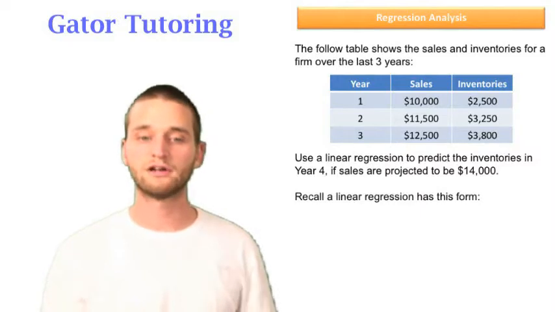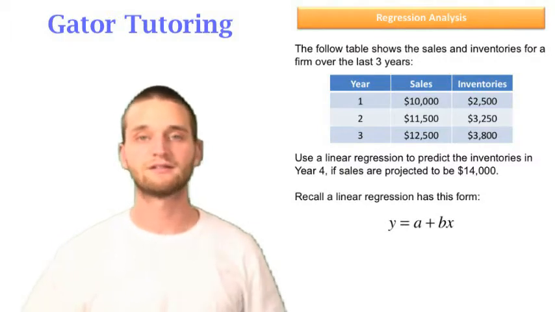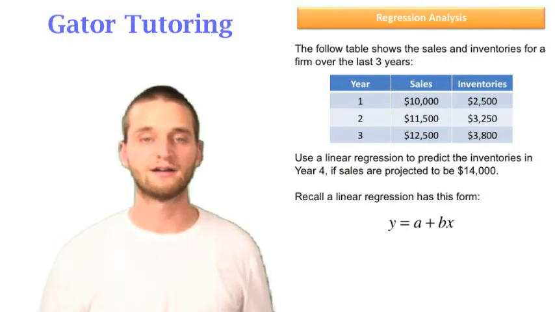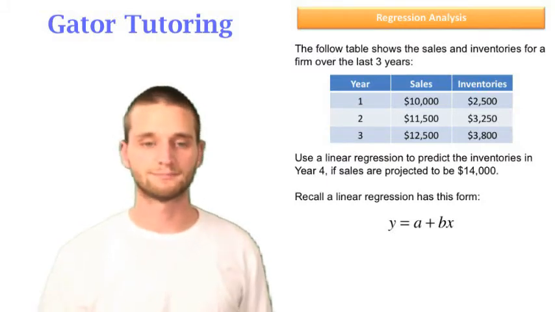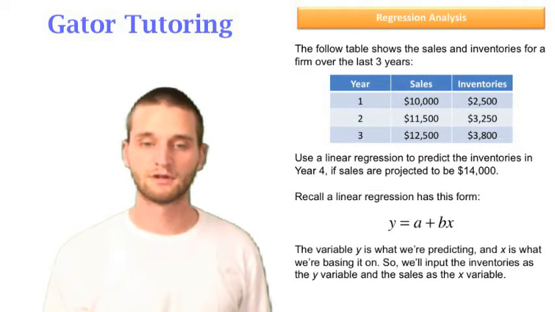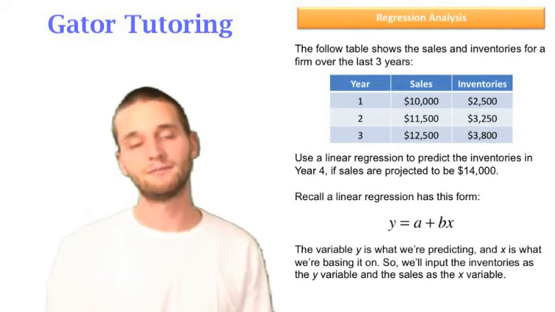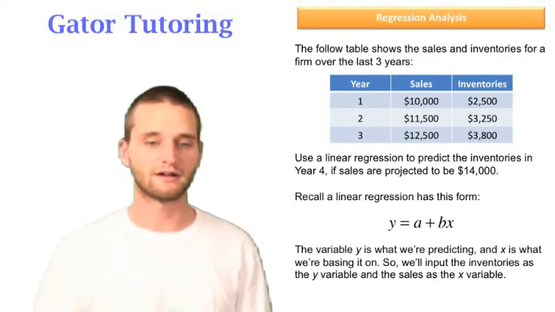So recall a linear regression is an equation. It's just an equation, and it has this form, y equals a plus bx. It's just your standard idea of a line with 2 variables in it. The variable y is what we're predicting, and x is what we're basing it on. Sometimes we call y the dependent variable and x the independent variable, because y depends on x.